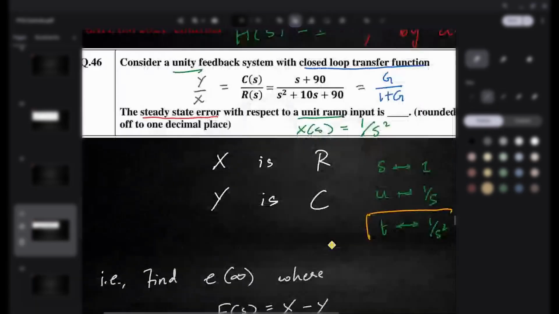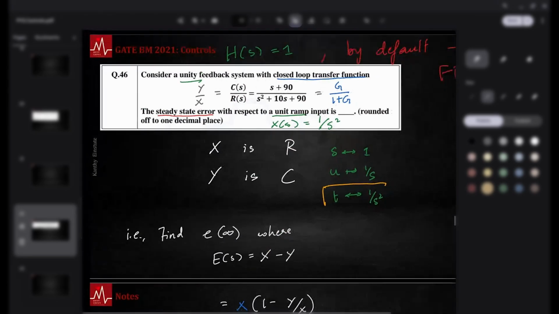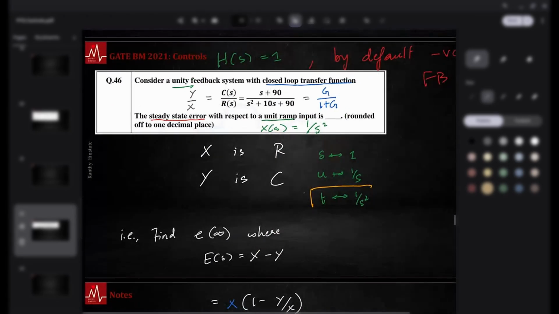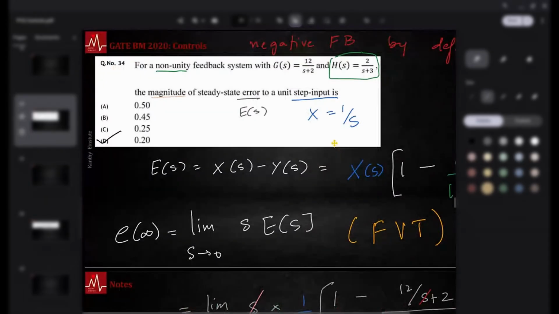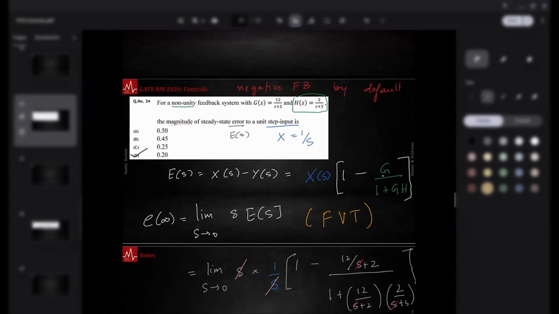So again, if you know the initial value theorem and final value theorem, you have a good chance of answering the steady state error question in control systems. You will have to recall one thing: this G by 1 plus GH is the ratio of output to input. Error is the difference between input and output.